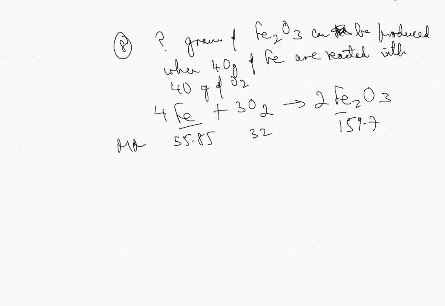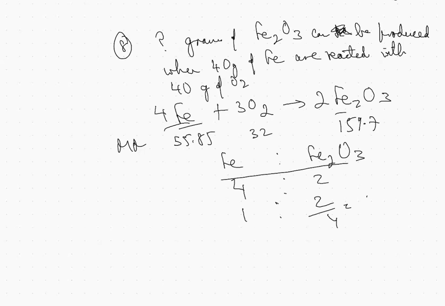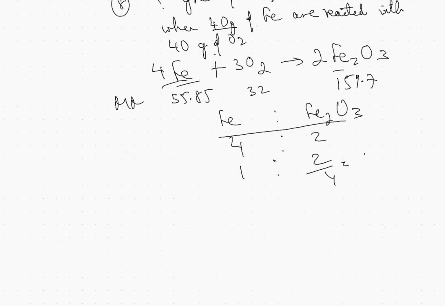So it is a ratio between Fe and Fe2O3. The balanced equation would give 4 to 2, that means 0.5. We are asked, if you have 40 grams of Fe reacted with 40 grams of oxygen, this is where the limiting factor comes in, right? So you have to do two parts. First of all, find how many moles of iron and how many moles of oxygen.